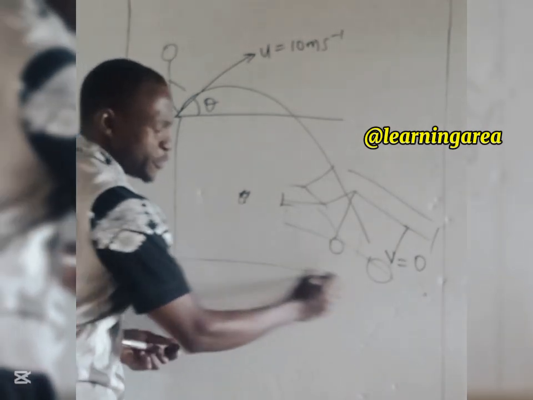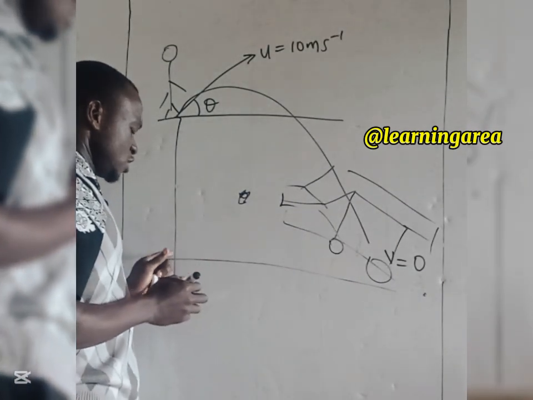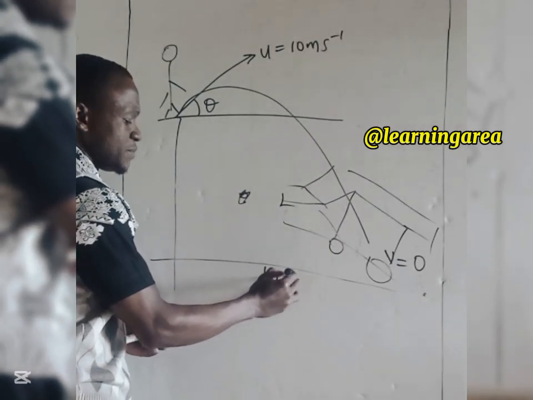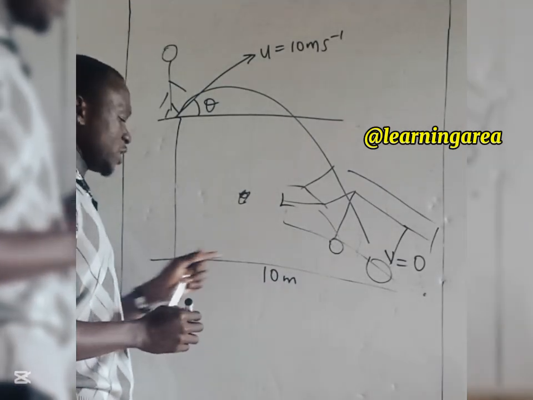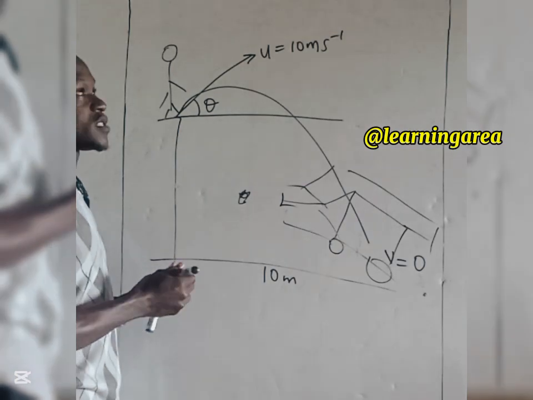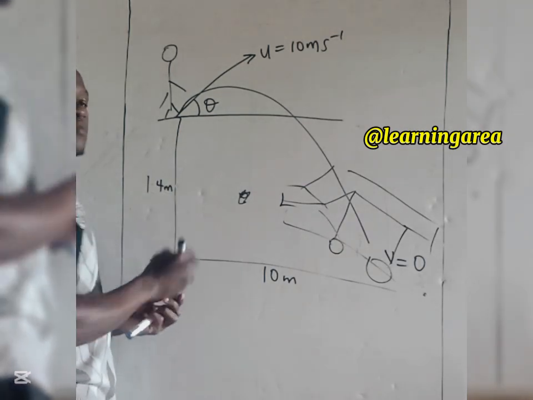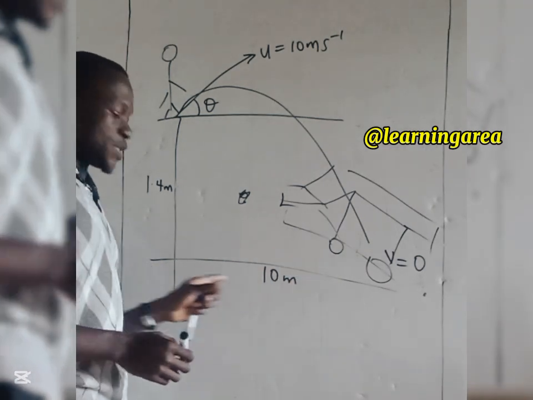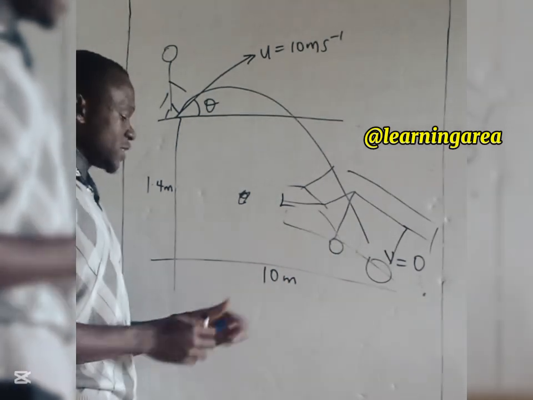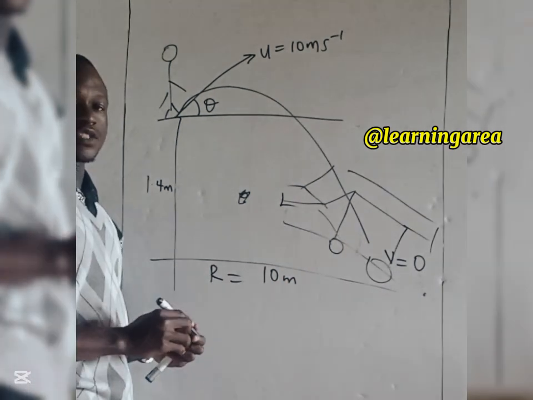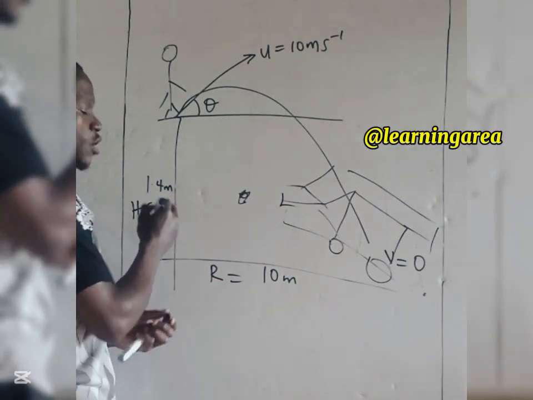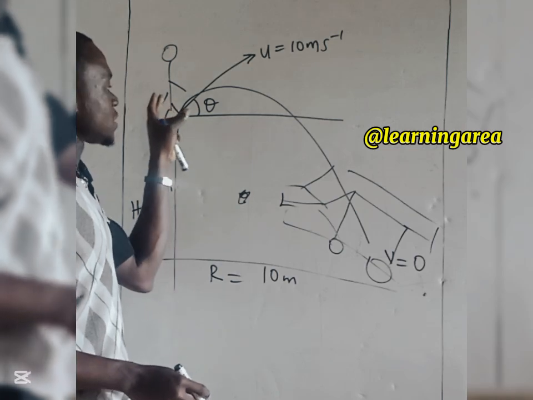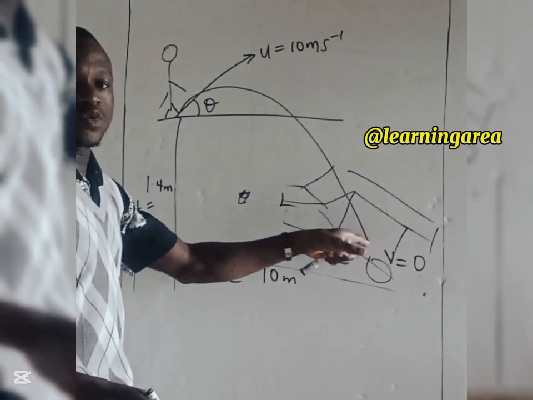Now let us say from that video, the distance between the tree and the vehicle is 10 meters. And the height of the tree, let's say it's not too high, is 1.4 meters. Now we have u as 10 meters per second. We have the distance between the foot of the tree and the vehicle, which is 10 meters. This is called our range. R is equal to range. And this is our height, or you can call it maximum height if you want to. So we can use the formula for range to calculate this angle which Oluwadollars has to jump with to be able to get to this particular place.